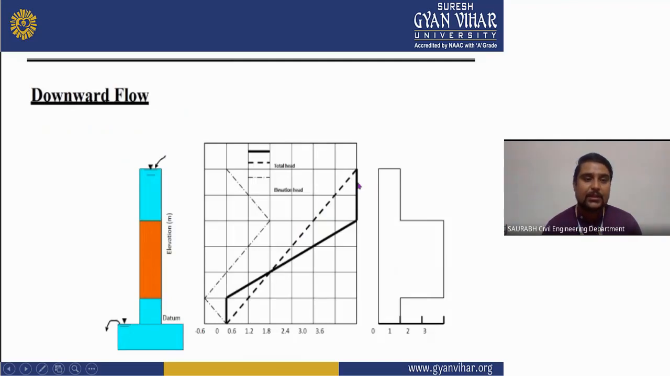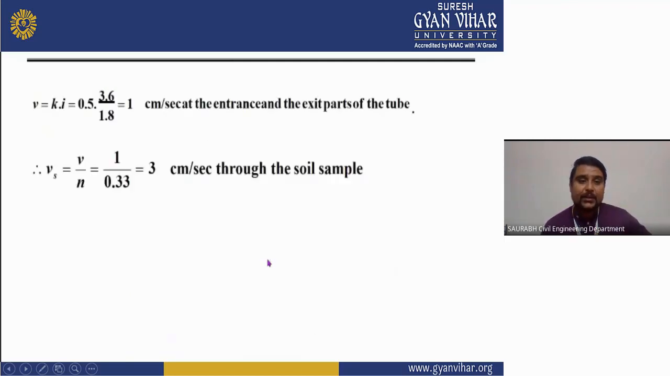Now we will see the downward flow. What is the downward flow? As you can see here, that is your datum, that is your elevation, which will be represented in meters, and there is the total head and the elevation head. Now by this formula, you can easily calculate the head, which will be equal to 1 centimeter per second at the entrance and the exit part of the tube, and it will be 3 centimeters per second through this soil sample.